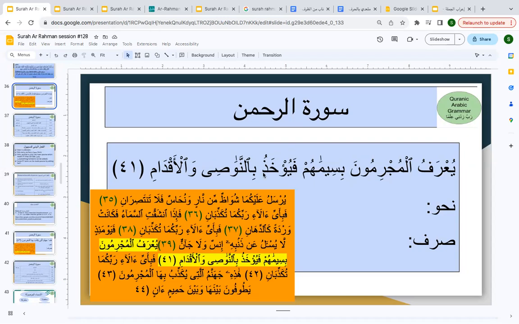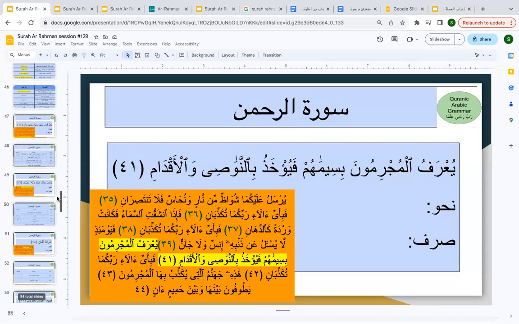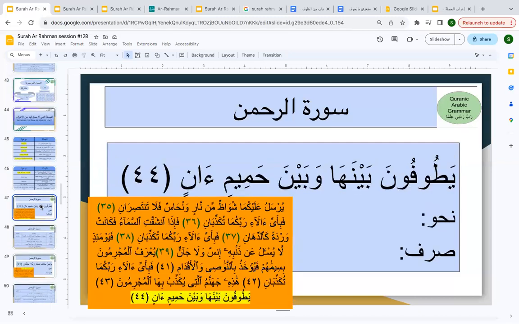When you have a fa connecting the two sentences, they are connected to one another, so in the same way, yukhadhu bin nawasi wal aqdam is also la mahalla laha min al-i'rab. Is this clear to all of you? And there's a very interesting sentence coming after, and you do not want to miss it.